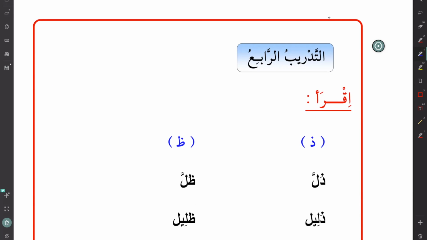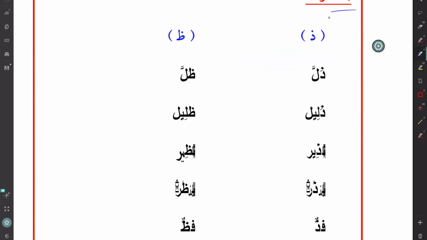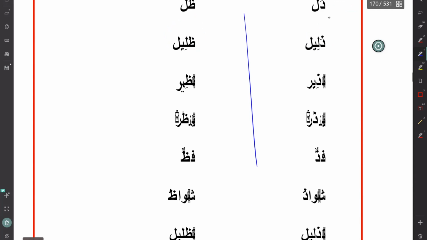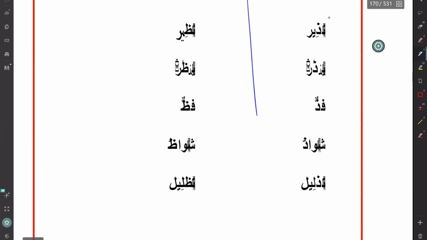And for التدريب الرابع, the fourth exercise, it says اقرأ, and these are your same listening exercise. Okay, ذل and ظل. So there's a difference between ذل and ظل. ذليل and ظليل. Okay, so again, you should practice them, both saying and hearing them.